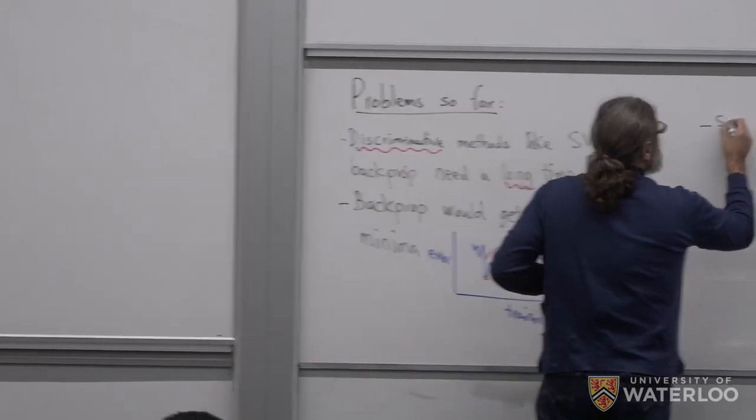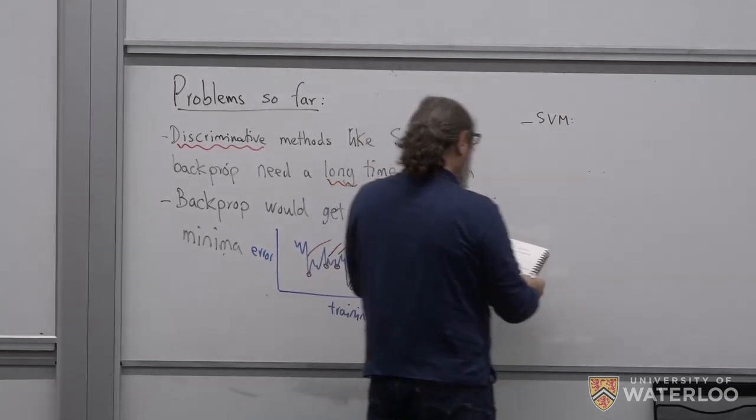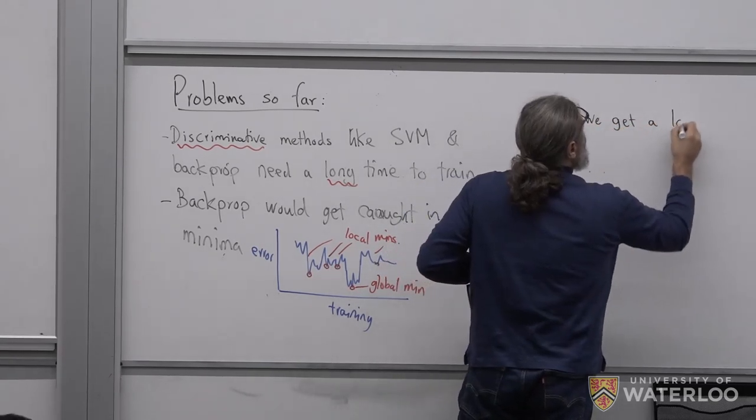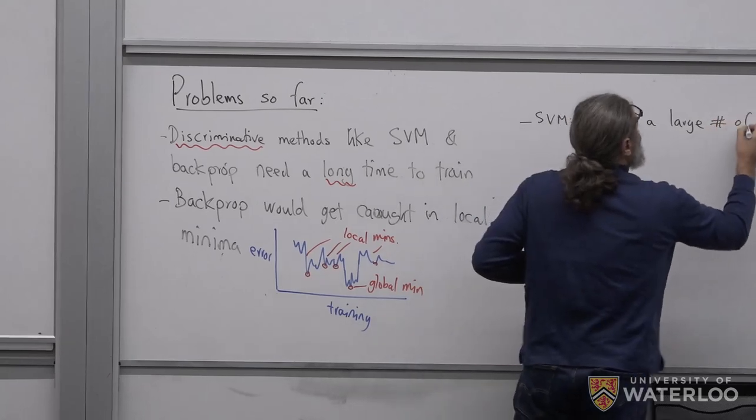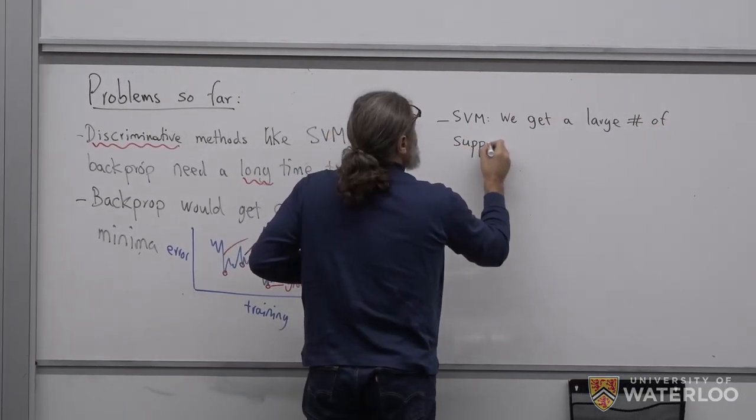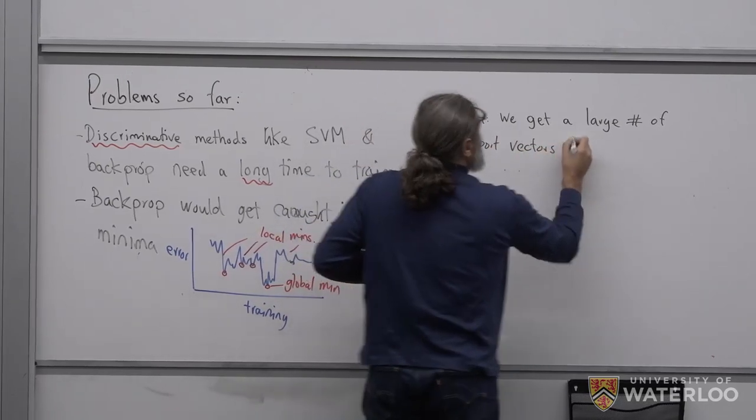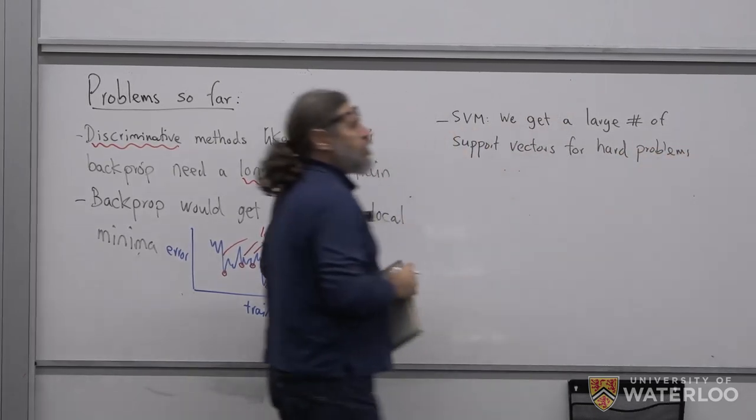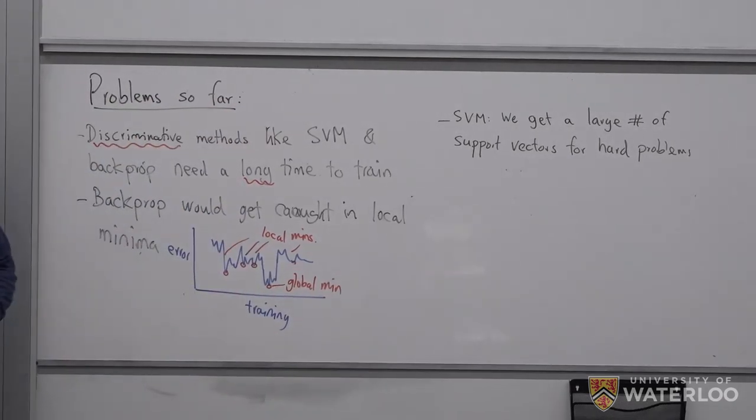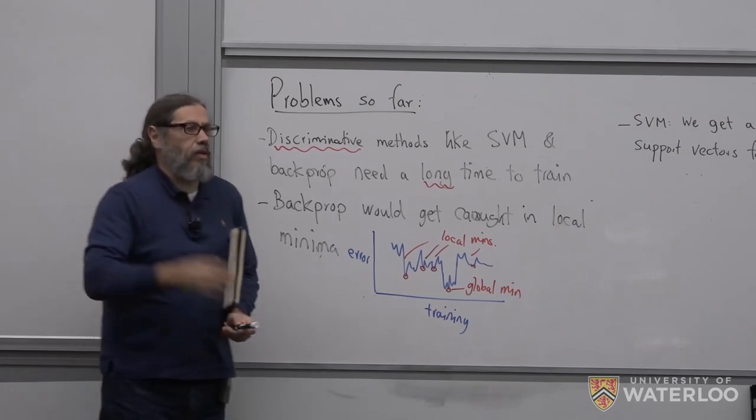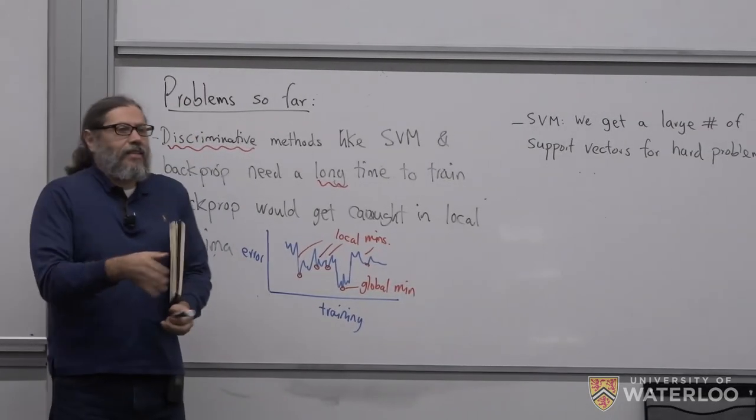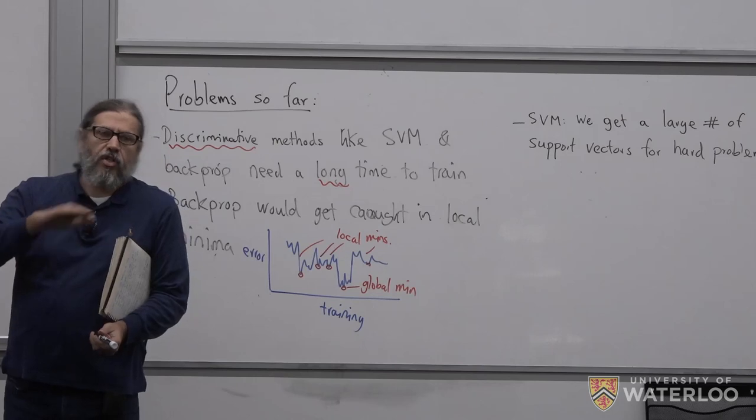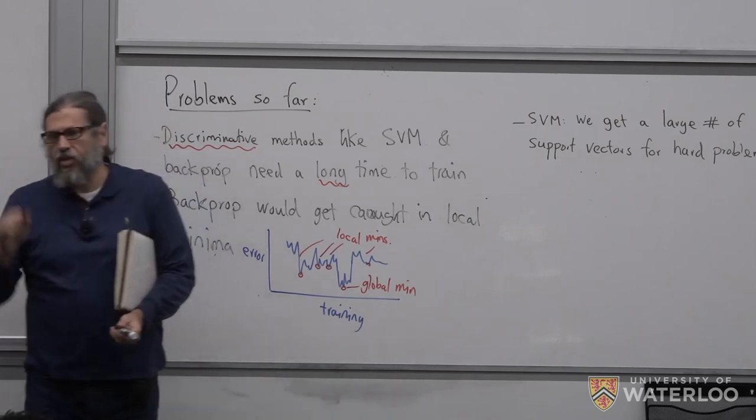If you talk about SVM, we get a large number of support vectors for hard problems. Because when around the mid-90s support vector machines came along, I said, okay, so now we have an alternative. Backpropagation, I cannot make it really deeper than 3-4 layers. Let's use support vector machines. They are on a solid mathematical ground. We have the proof. Everything should be fine.